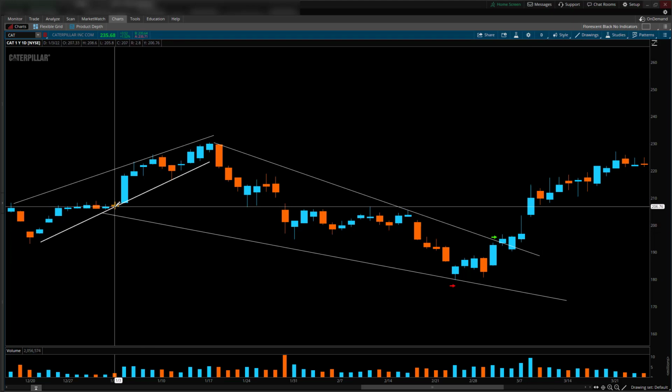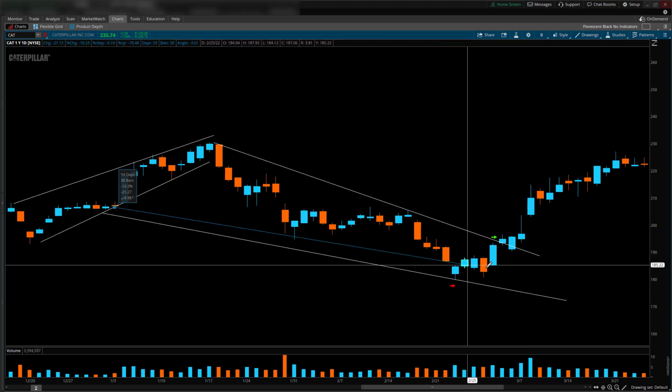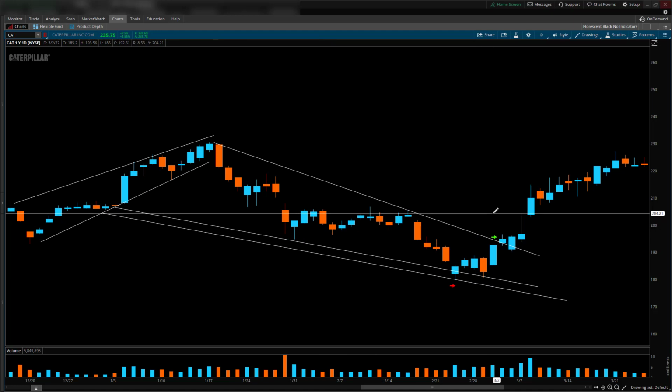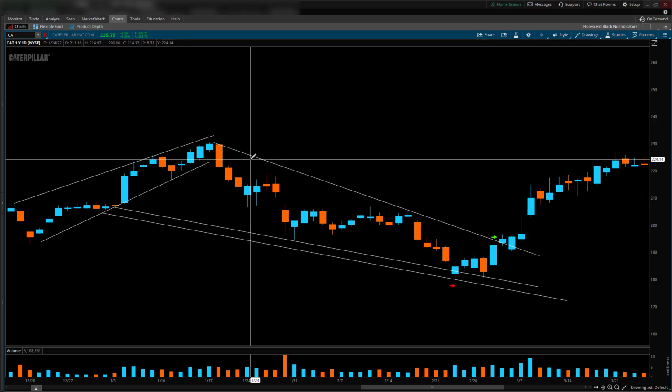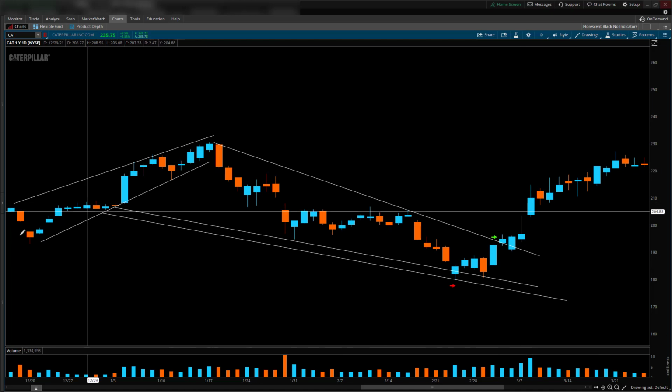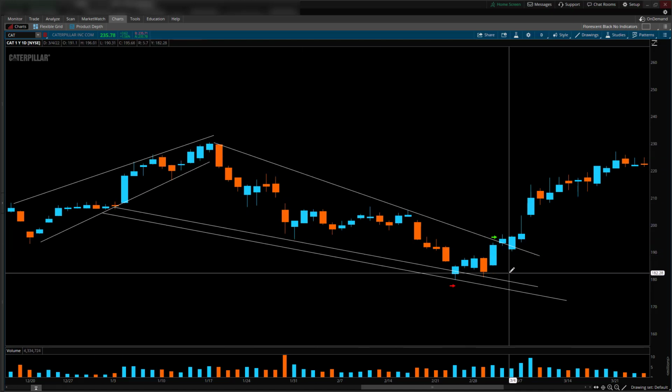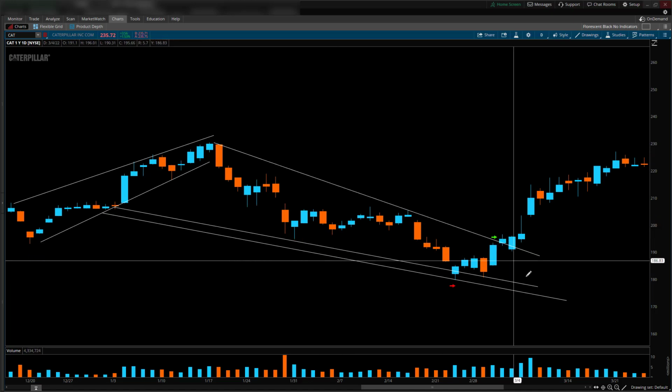I also like to show things where patterns are not totally perfect, because they're not always perfect. So the wedge might not be perfect, just like a flag might not be perfect or a triangle might not be perfect, but it gives you the idea, right? So you'll see basically a wedge pattern right here. Price is moving up and then it starts falling and it forms into this wedge right over here.